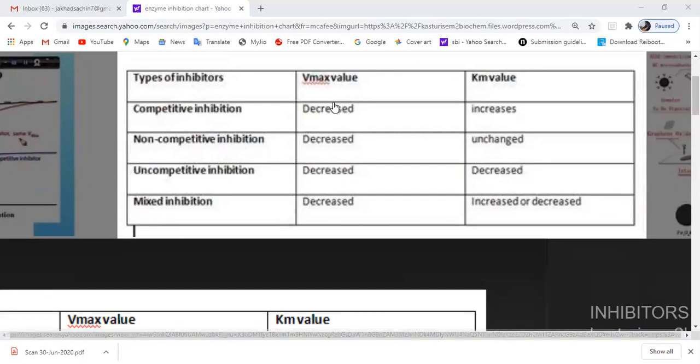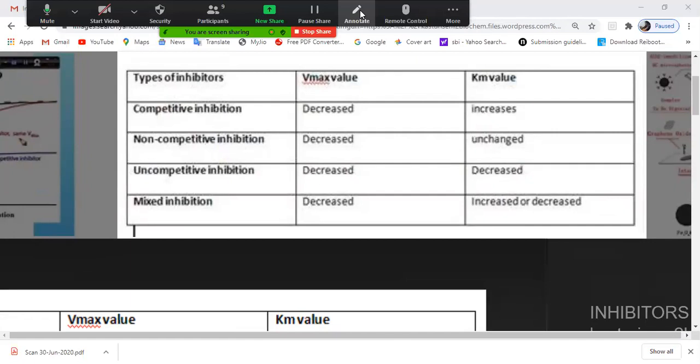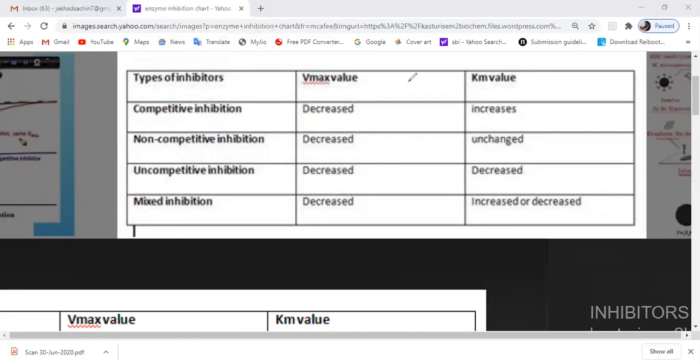So there is something wrong in this table. Let me correct this. Actually, I did not recognize it; I was just blindly believing it is correct. So in this competitive inhibition, this is not decreasing, this is unchanged. There you can write 0, there is no change, and Km is increasing. Now we are drawing it correctly.